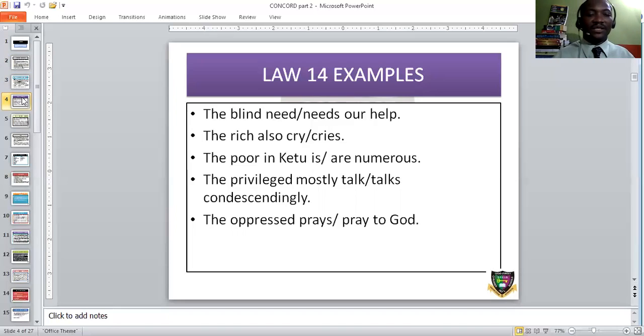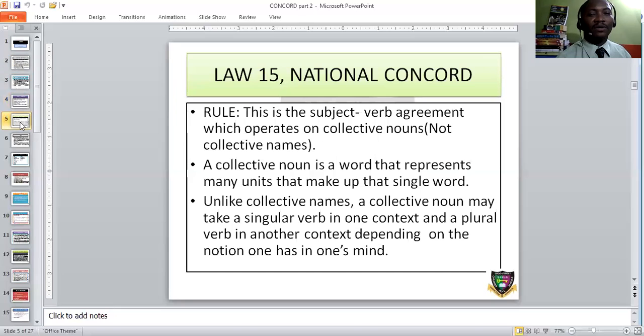Using two subjects in a sentence is wrong. But the people in K2, that's those poor, they are numerous. That's what I'm trying to say. I'm not bringing tautology into my discourse. I try to listen to myself when I talk. Now, the privileged mostly talk or talks condescendingly. When you talk condescendingly, you're bringing someone down. Okay. Now, because it's a privilege, talk, plural. The oppressed pray to God, not prays to God, plural.